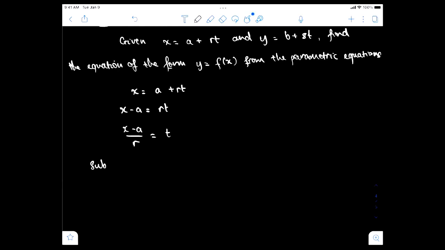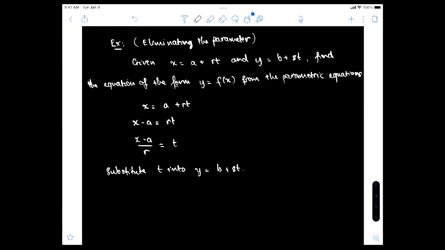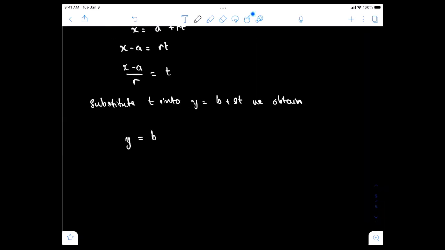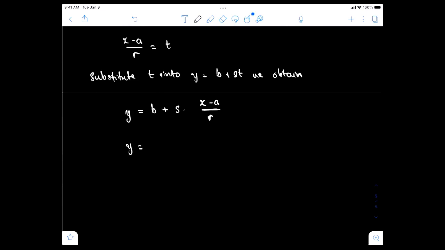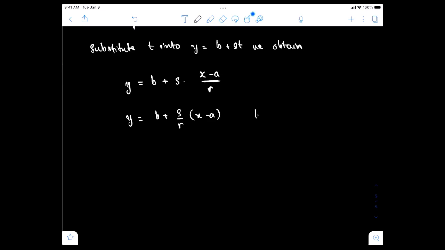Now t is equal to (x minus a) over r. Next, you substitute t into y equals b plus s t. We obtain y equals b plus s times (x minus a) over r. So this gives me b plus (s over r) times (x minus a). We let m equal s over r, and we get y equals m times (x minus a) plus b. And we're done with the problem. So this is the form y equals f of x.